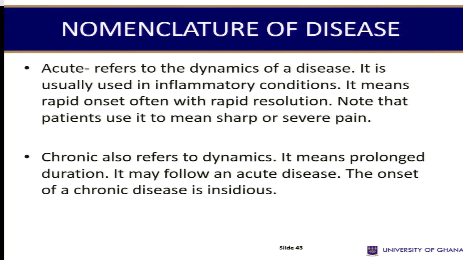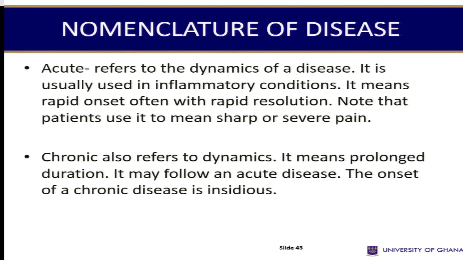Acute refers to the dynamics of disease. It's usually used in inflammatory conditions. It means rapid onset with rapid resolution. For patients, when they say they've got something acute, they mean sharp or severe. But in pathology, acute means the dynamics. How quickly it started and how quickly it went away. That is acute. Chronic is also dynamics. It means prolonged. It doesn't start quickly. It starts, what we say, insidiously. It's like it's coming and it's not coming, then it comes.